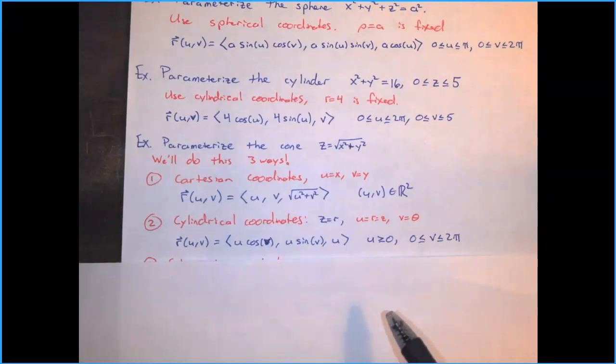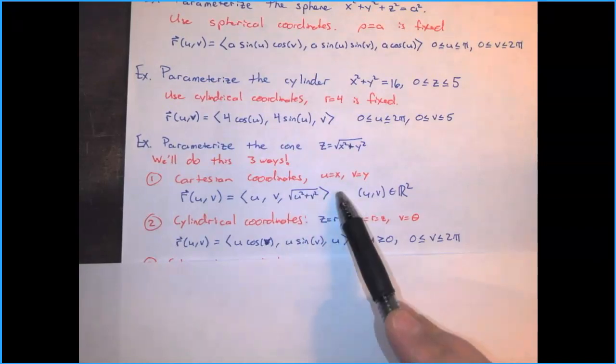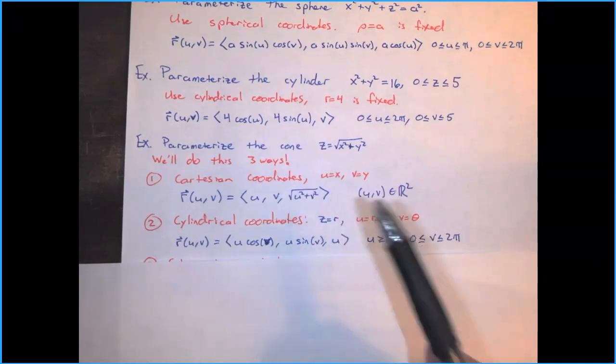And that's how you get a cone. Here I take u greater than or equal to 0, and v goes from 0 to 2 pi, and this will give me the exact same surface that this parameterization gave me.